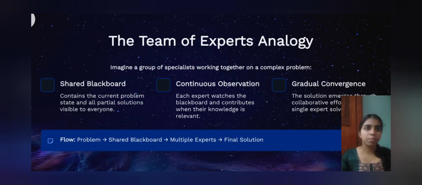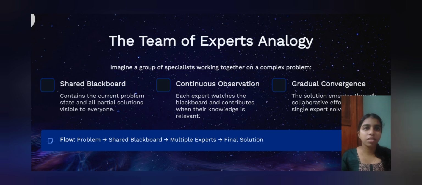To understand the Blackboard architecture more easily, we can compare it to a team of experts working together. Imagine that we have a complex problem and a group of specialists. There is a shared space called the Blackboard where the current problem state and partial solutions are stored. Each expert continuously observes the Blackboard. When an expert sees information that is relevant to its area of knowledge, it contributes its expertise. As different experts contribute their results, the solution gradually becomes more complete.